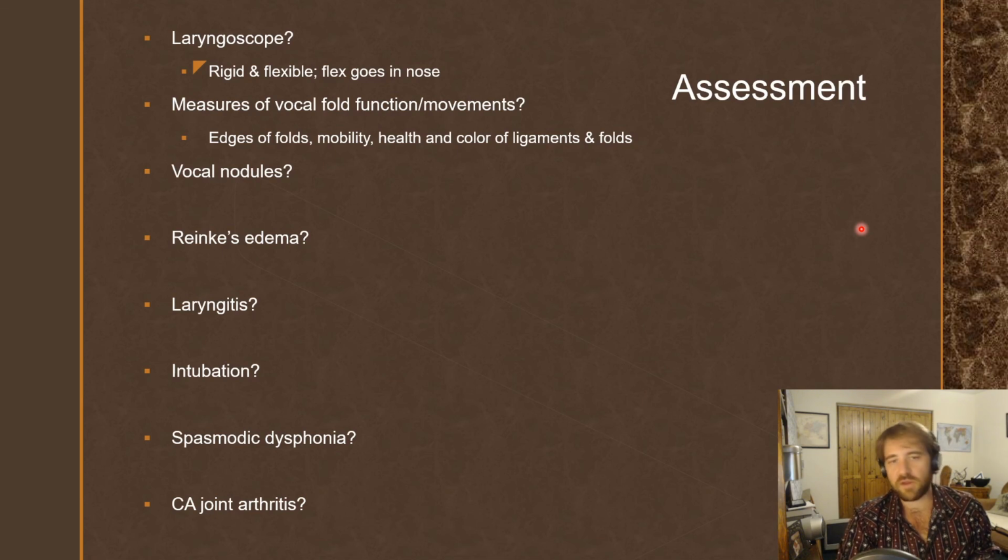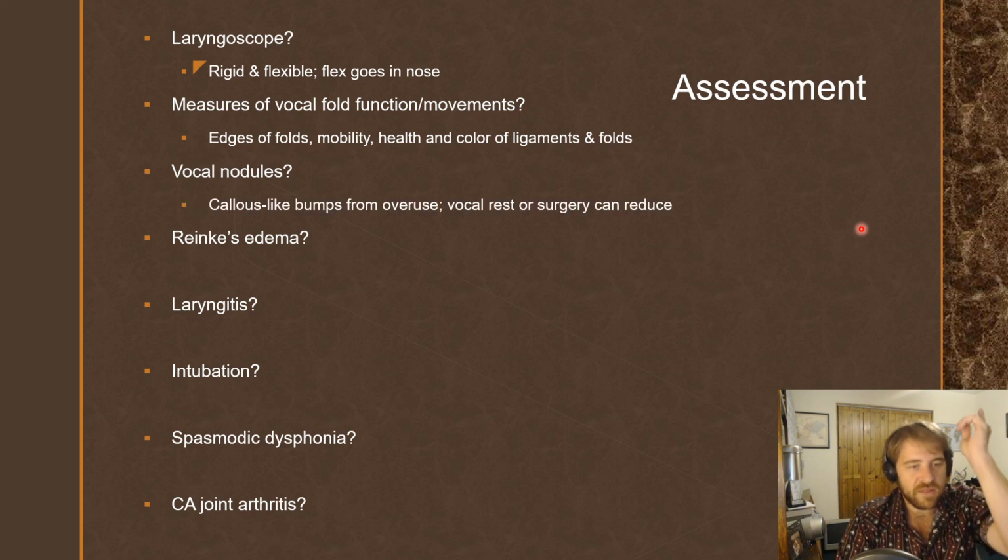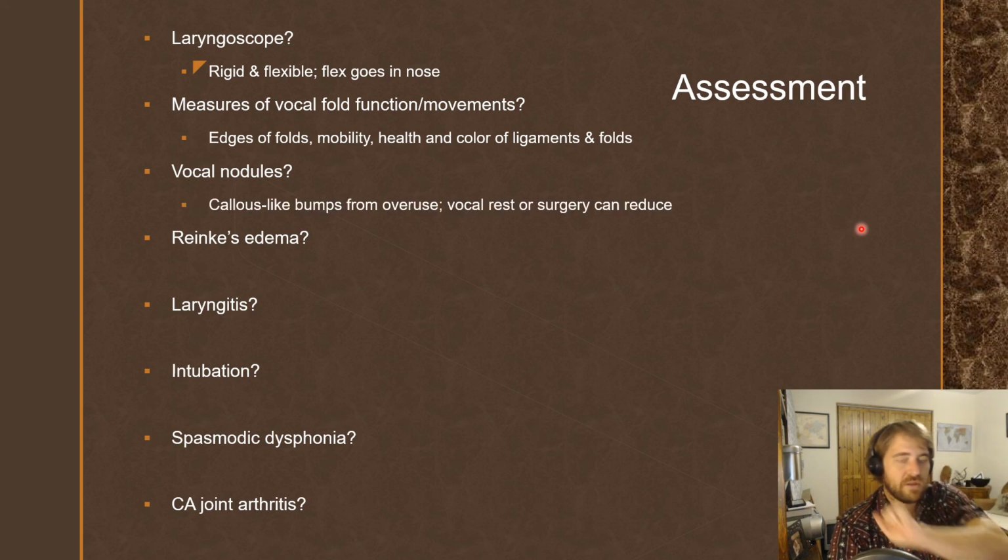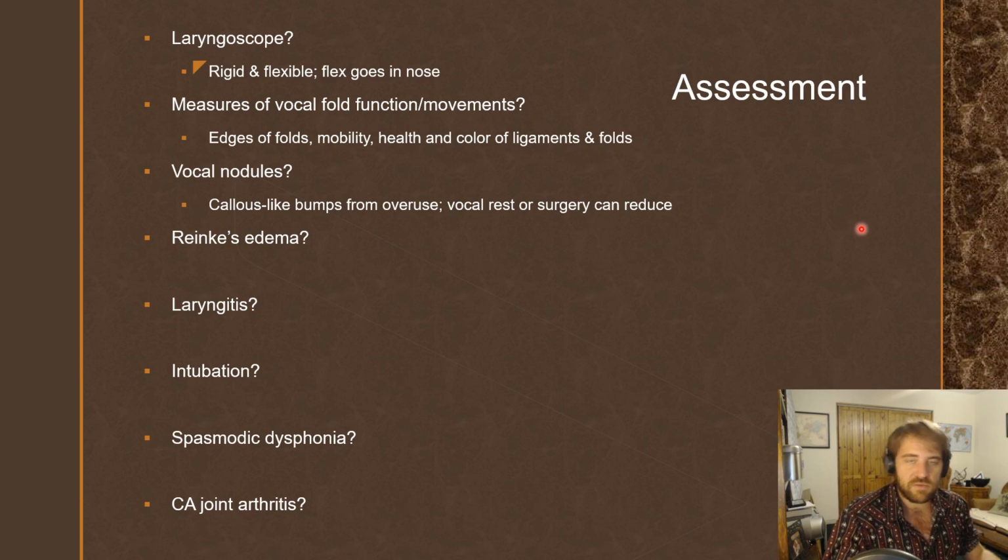What are vocal nodules, or nodes? Either way, they are callus-like bumps from overuse. One thing you can do to get rid of them is vocal rest. If they don't go away with vocal rest, there is a surgery you can have. You can have them lasered off, or they can basically take a cheese grater to them. No, I'm kidding. It's usually just lasered off. You can get rid of them that way, and then you have to do vocal rest after that as well.